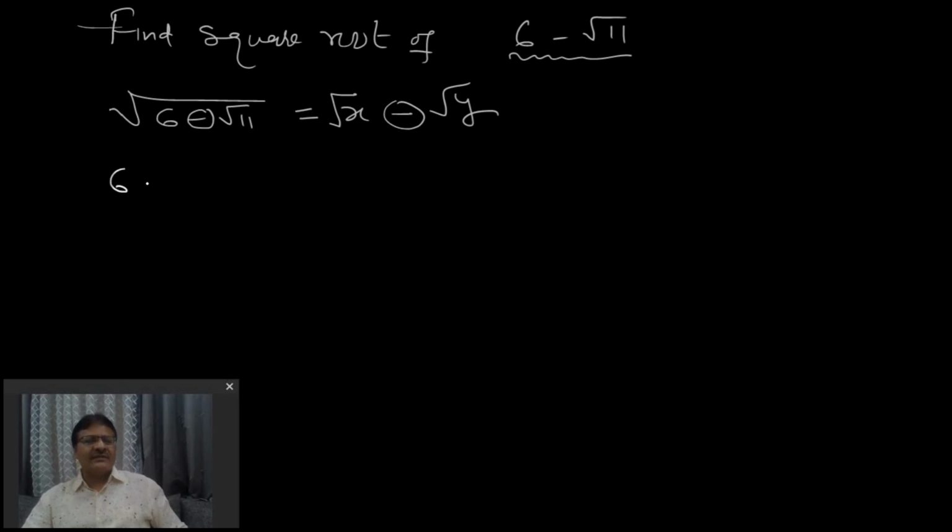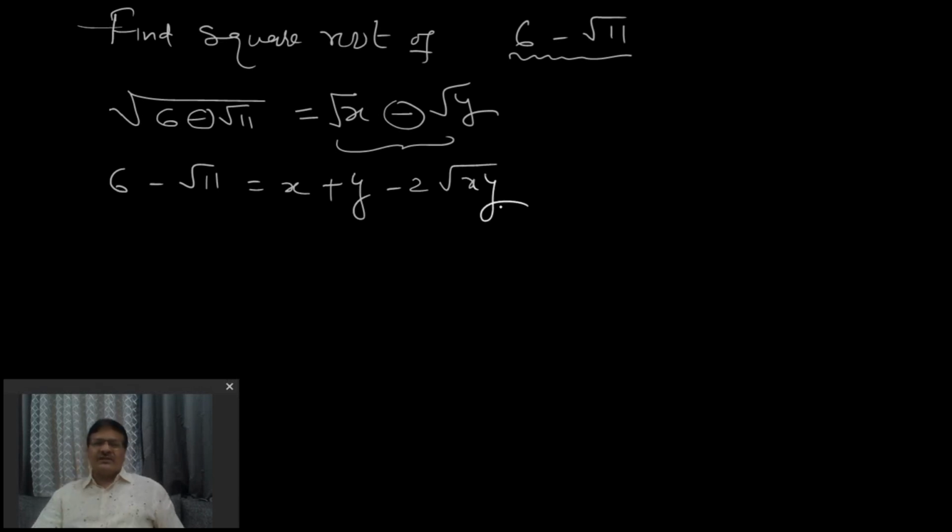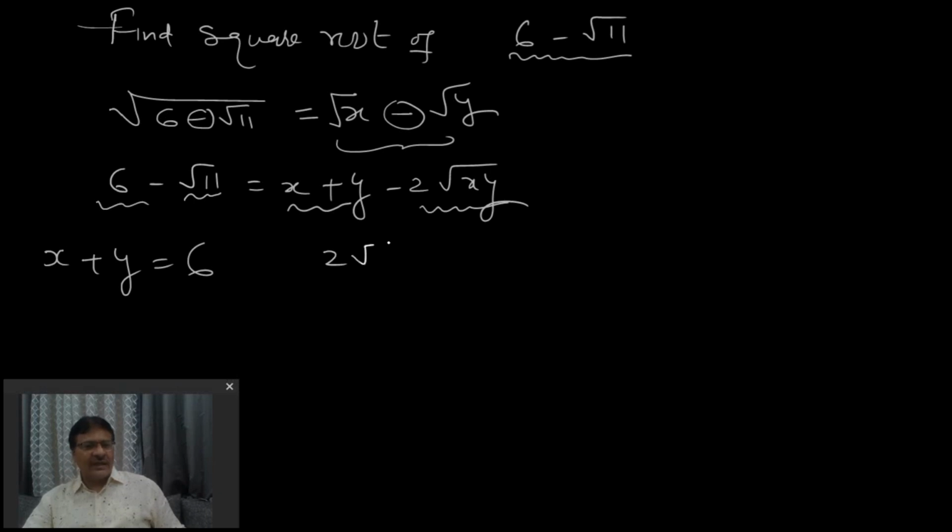Now squaring both sides, 6 minus root 11. If I square this thing, then what do I get? Root x square is x, root y square is y, minus 2 root xy. You know the formula, (a minus b) whole square is a square plus b square minus 2ab. Now, if I compare these two, then the rational part x plus y will be equal to the rational part 6. And the irrational part, 2 root xy, will definitely be equal to root 11. Is that clear, guys?